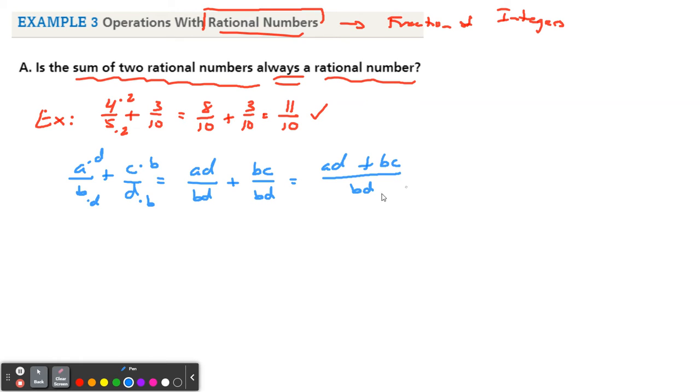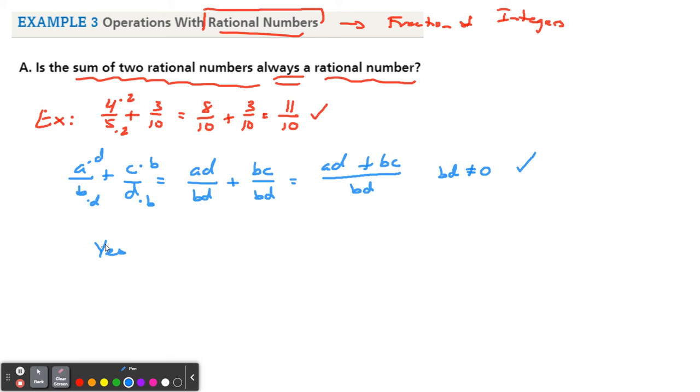And the question is, is this going to be rational? Well, if you take two integers and multiply them together, you get an integer. When you add them, you get an integer. This top number is an integer. The bottom number is also going to be an integer because you're multiplying them together. Of course, B times D cannot equal 0, because you can't have a 0 in the denominator. But this is going to be a rational number. So is the sum of two rationals always a rational number?